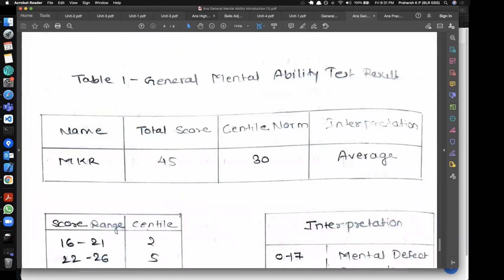And then we do our wonderful table 1, where name is always initials. Score is what the subject scored. Centile norm is something that we just found out. Interpretation is again the second table, the grade.